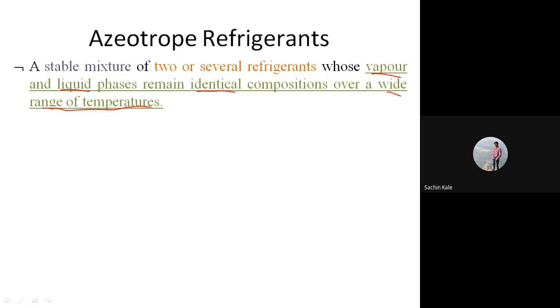That means whatever refrigerants we are mixing in case of azeotropic refrigerant, we have to take care that those refrigerants have near about the same boiling point temperature and near about the same melting point temperature. And one more care we have to take: after mixing those refrigerants, whatever mixture is formed should be a stable mixture. Stable mixture means there should not be any chemical reaction between the refrigerants which we are mixing, and it will not form any other byproduct. That will be called a stable mixture.